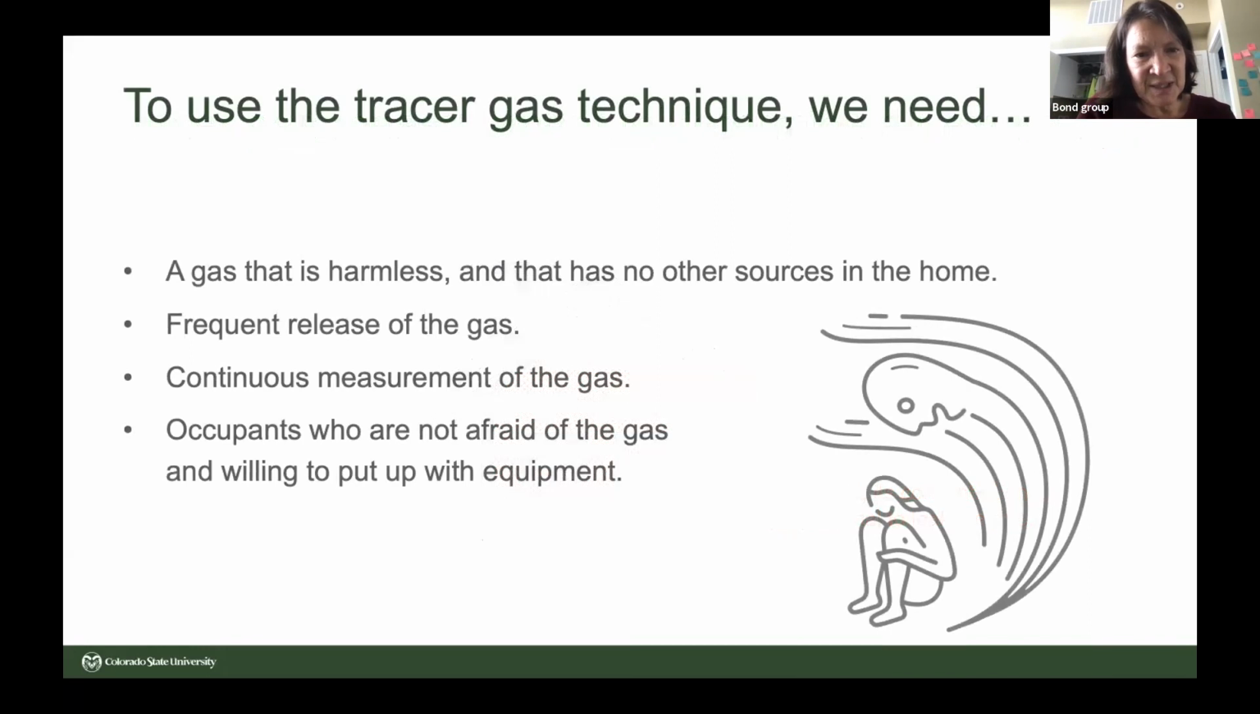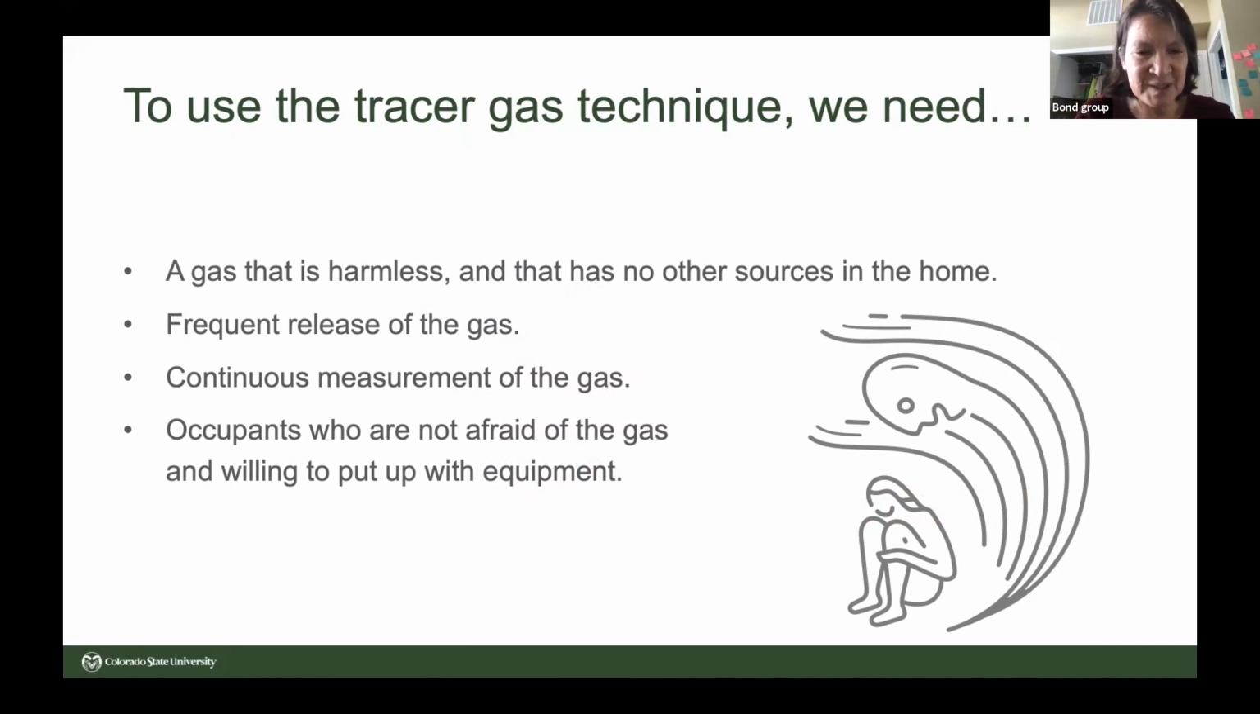In order to use this technique, we need a gas that is harmless, that has no other sources in the home. There aren't many, but there are some. We need a frequent release of the gas. You can do it either as a pulse, but if you want to measure over many conditions, then you have to do, say, a pulse every hour, or you can do it continuously. You need continuous measurement of the gas.